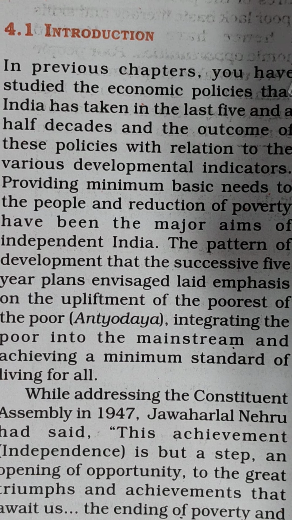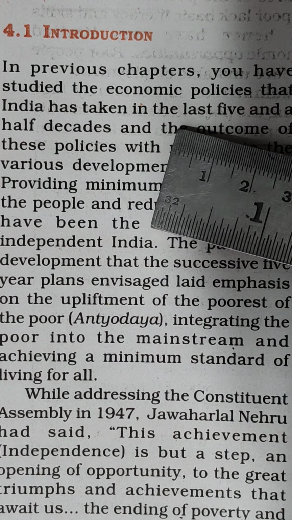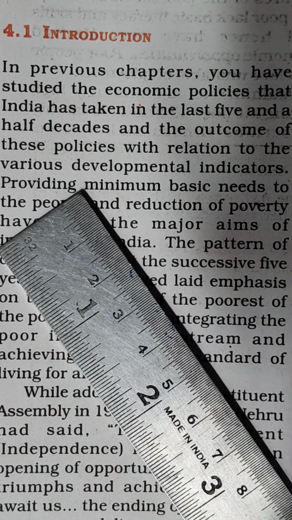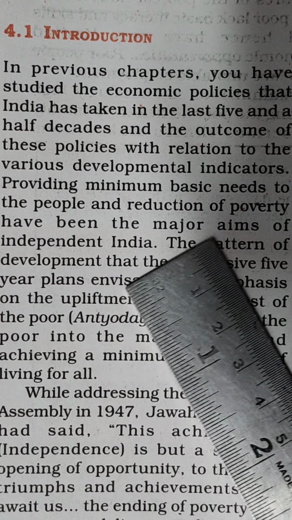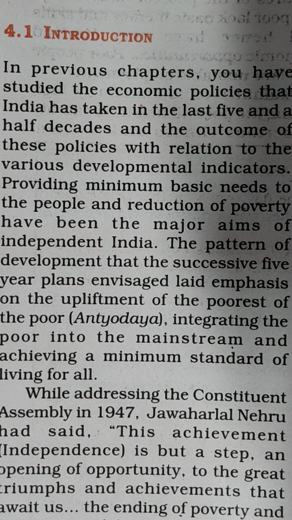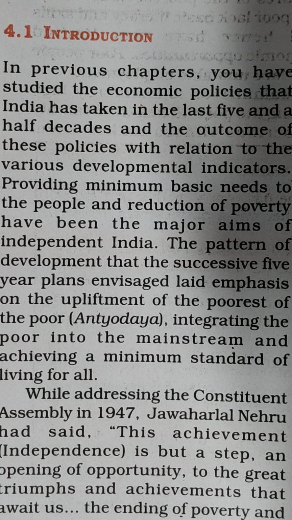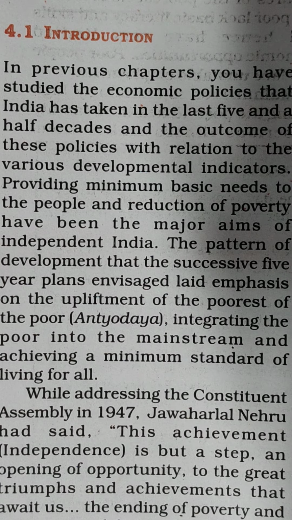In previous chapters, you have studied the economic policies that India has taken in the last 5.5 decades and the outcome of these policies with relation to the various developmental indicators. Providing minimum basic needs to the people and reduction of poverty have been the major aims of independent India. The pattern of development that the successive 5-year plans envisaged laid emphasis on the upliftment of the poorest of the poor, Antodaya, integrating the poor into the mainstream and achieving a minimum standard of living for all.